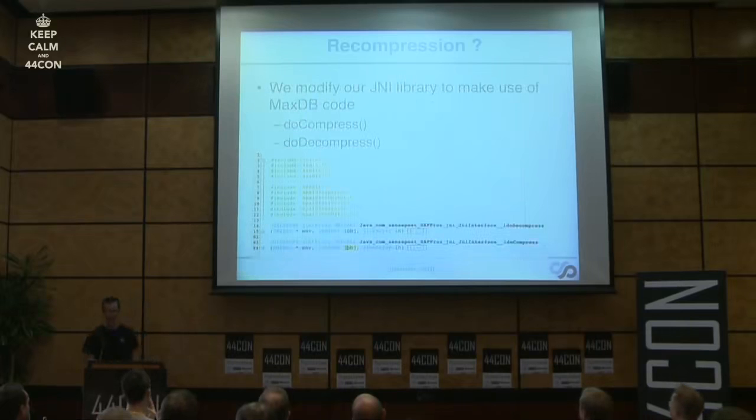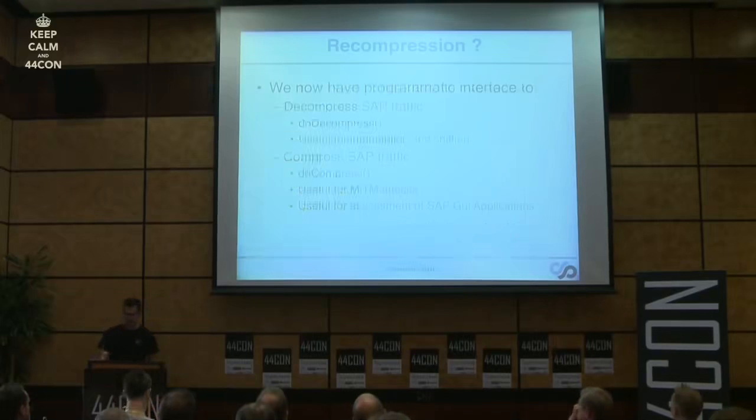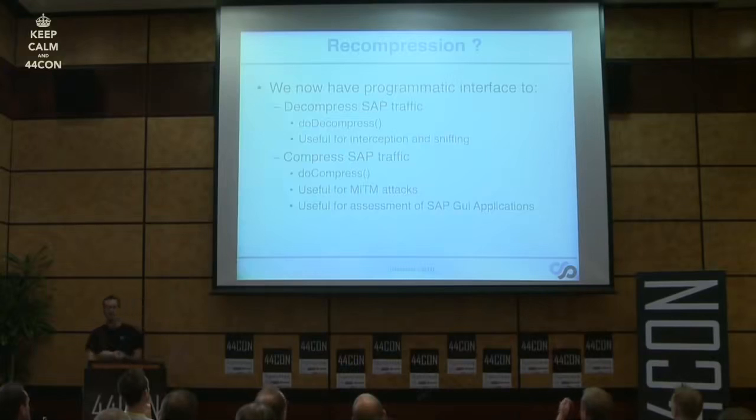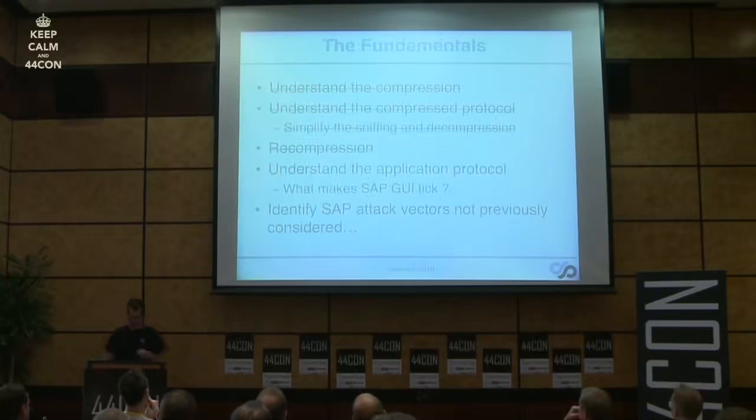And this basically gives us an interface into SAP, because we can modify our JNI library to provide both of these interfaces to Java. So we've now got a programmatic interface to decompress SAP traffic using udecompress, which is useful for interception and sniffing, and then also for compressing SAP traffic. That's the method called docompress, which is useful for man-in-the-middle attacks and also useful for assessment of SAP GUI applications. As my talk is titled, Systems, Applications, Proxy, Pwnage, we now have a capability of getting into the stream and modding information. It's sort of like WebScarab for SAP.